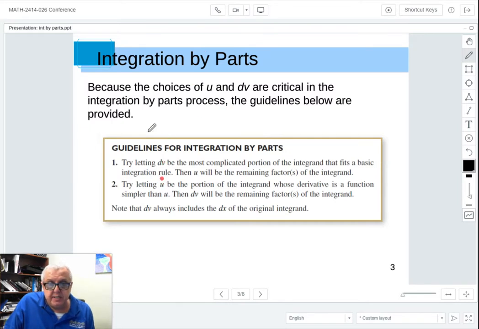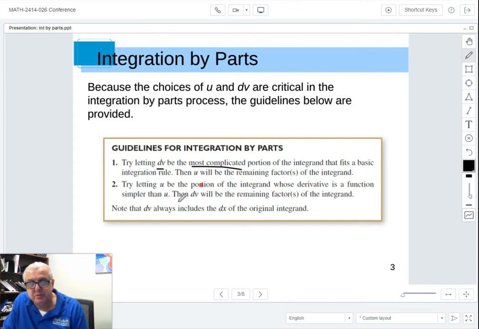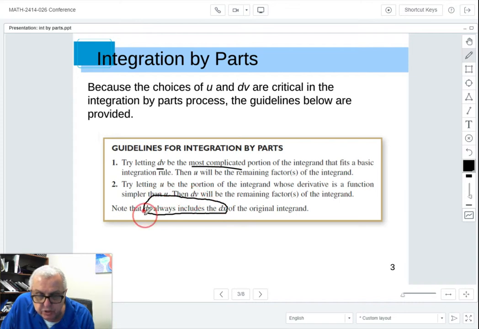And here's a couple of tips. Let dV be the most complicated part. And that's all you really need to know. Let dV be the most complicated part. dV also includes the dx of the original integral.